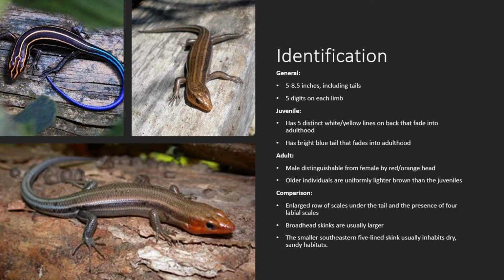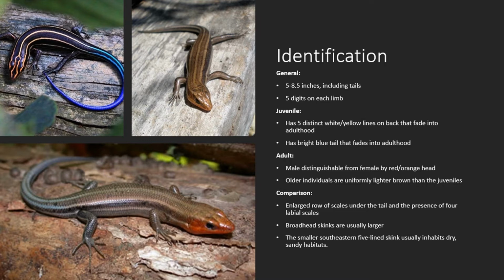For the identification of this species, some general characteristics would be that they're covered in smooth, flat scales with 5 digits. They grow to be about 5 to 8.5 inches, including tails. Juveniles are distinct. Like others in Plestiodon, they have bright blue tails that fade into adulthood. They also have 5 distinct white to yellow lines that also fade into adulthood. The body color of juveniles is either black or dark brown. Adult individuals tend to be much lighter brown and may still have dull 5 lines on the back.